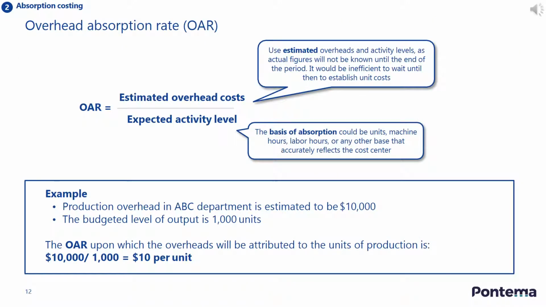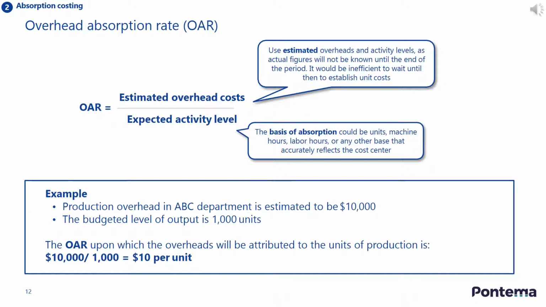To calculate the overhead absorption rate, you need the total amount of overhead and a basis for absorption. Here, you will use estimated overheads and activity levels, as actual figures will not be known until the end of the period. It would be inefficient to wait until then to establish unit costs.